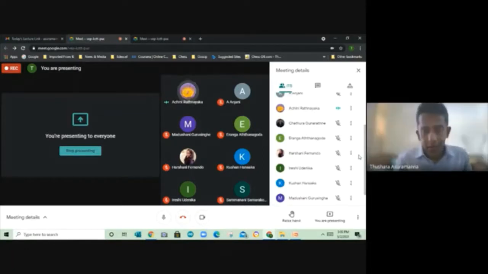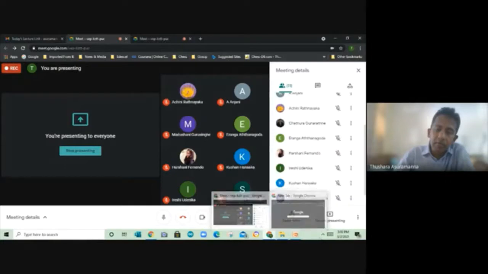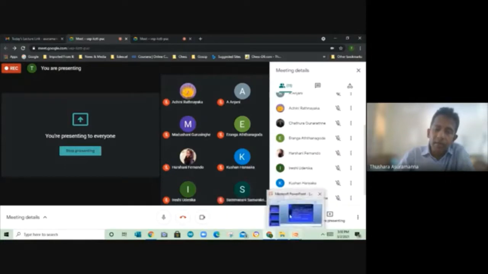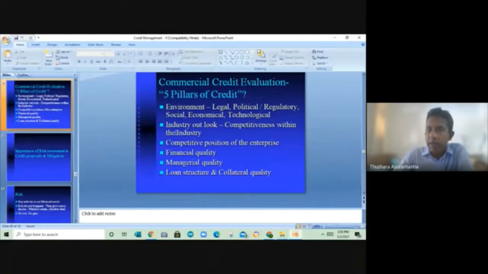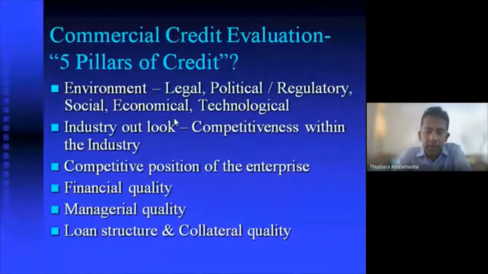No questions. Right. Now we move to an important area, though I'm not going to discuss it in detail. But I will explain this part as well. We don't have a proper model like 5Cs or 6Cs or CAMPARI for commercial credit evaluation. We are trying to do different things in order to assess the creditworthiness of the particular entity.